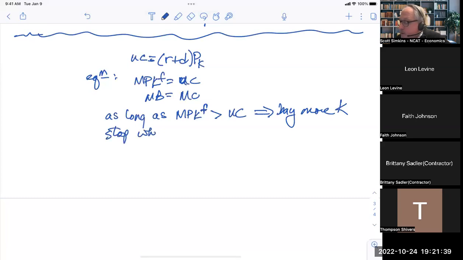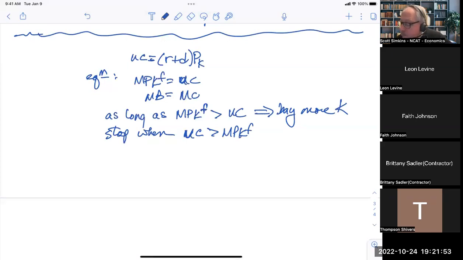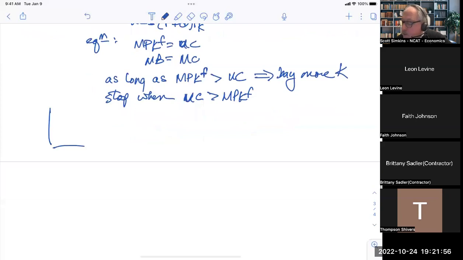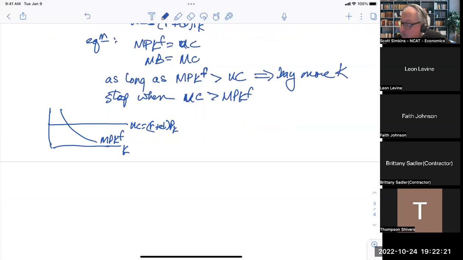Stop when the user cost becomes greater than the marginal productivity of capital. What does that mean in a picture? Here we know that this is downward sloping just because there's diminishing returns, which comes from the production function. Here's the user cost of capital, R plus D times the price of capital, right? So this is the amount of capital. There's the expected marginal productivity of capital and the user cost of capital measured on the vertical axis, right?